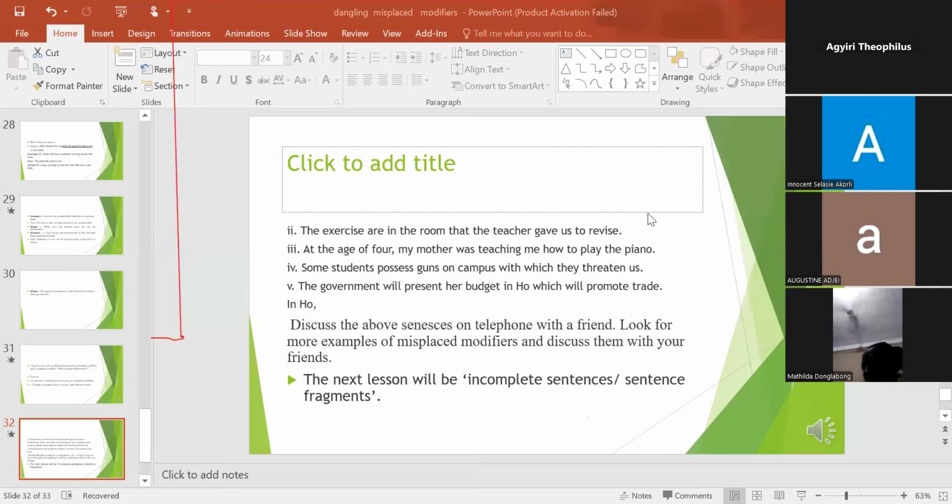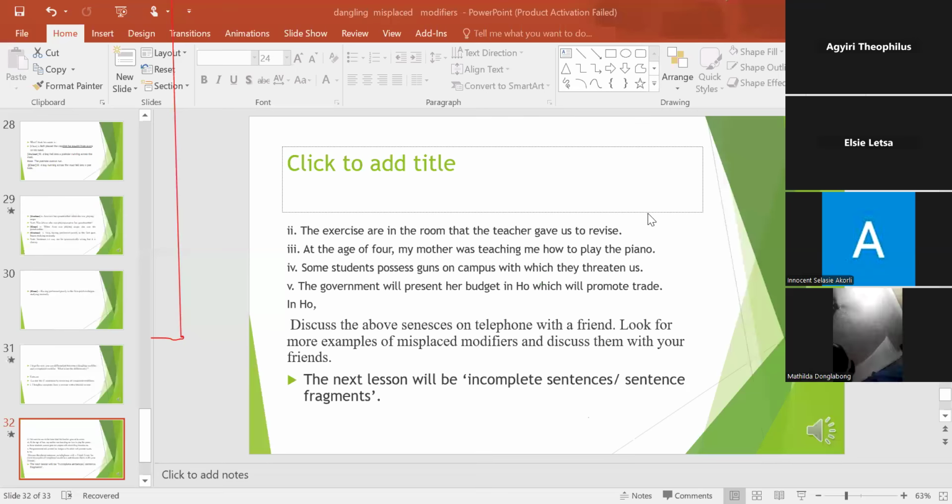What about that? It doesn't make sense. What doesn't make sense? They threaten us with what? Is it the guns that is threatening us or the campus? If you say it doesn't make sense, what is it that doesn't make sense? Because they threaten you with what? In a sentence, what is it that they are threatening us with?